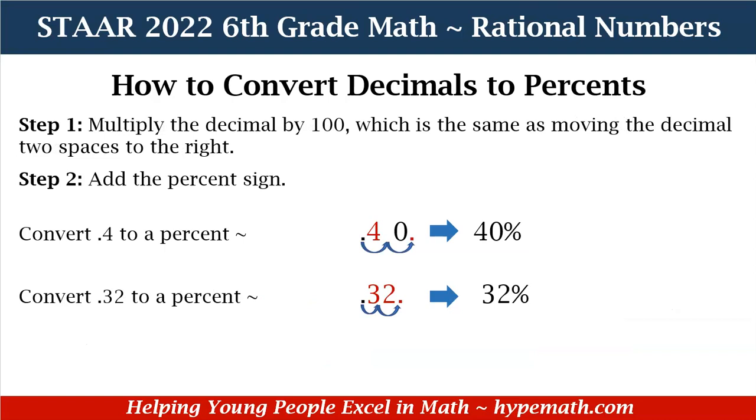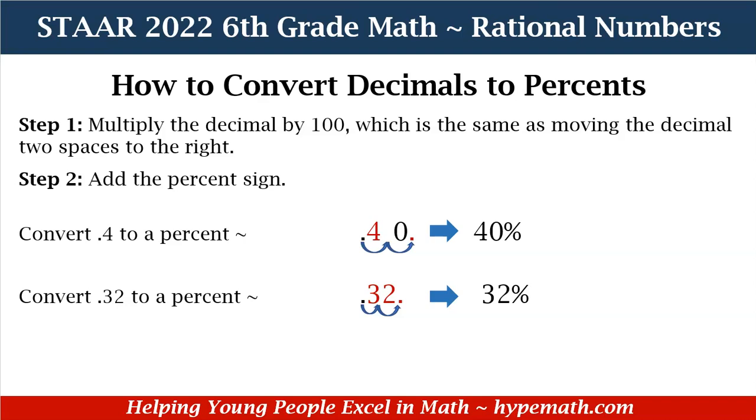Now let's talk about how to convert decimals to percents. And this is easy as well. Step 1, we're going to multiply the decimal by 100. Now the hack or the shortcut for that is just moving our decimal 2 places to the right. And I add the percent sign, and yes, that is all you have to do.